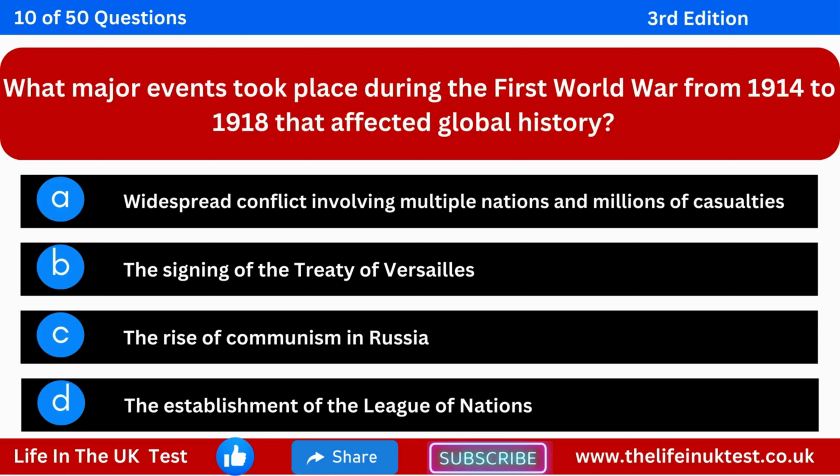What major events took place during the First World War from 1914 to 1918 that affected global history? Option A, widespread conflict involving multiple nations and millions of casualties. Option B, the signing of the Treaty of Versailles. Option C, the rise of communism in Russia. Option D, the establishment of the League of Nations.